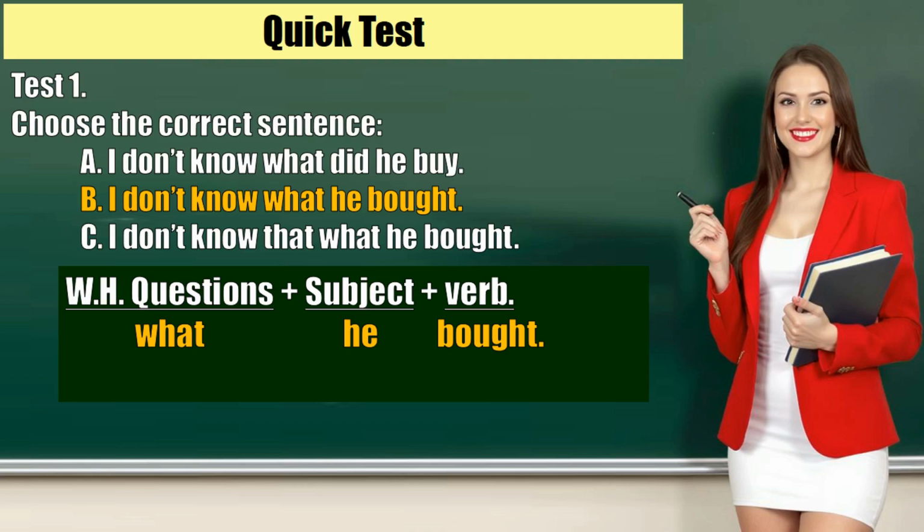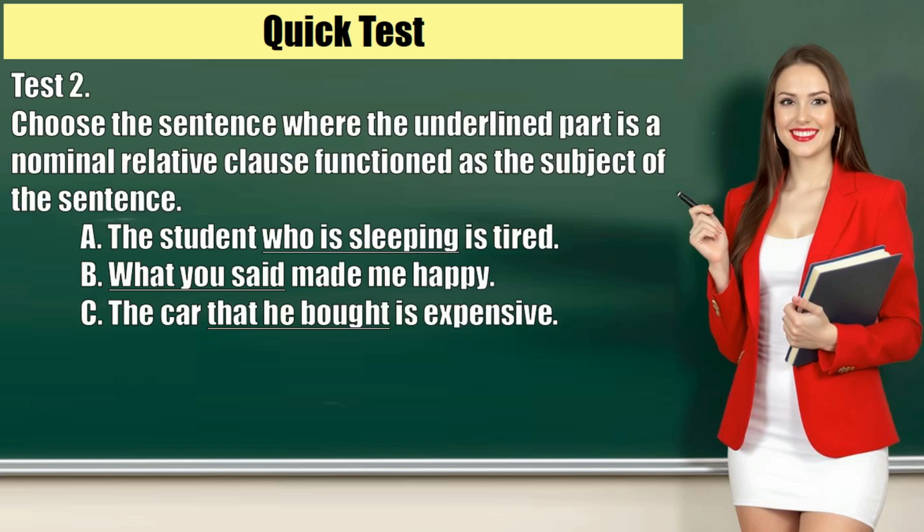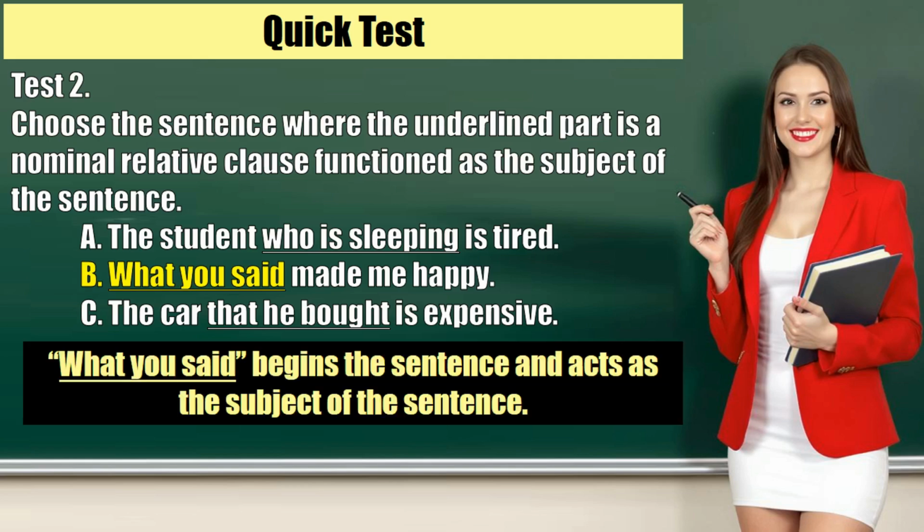Very good. Multiple choice test 2. Choose the sentence where the underlined part is a nominal relative clause functioning as the subject of the sentence. A. The student who is sleeping is tired. B. What you said made me happy. C. The car that he bought is expensive. The correct answer is B. Why? Because what you said begins the sentence and acts as the subject of the sentence.